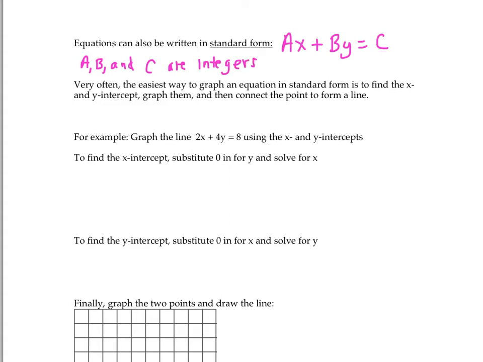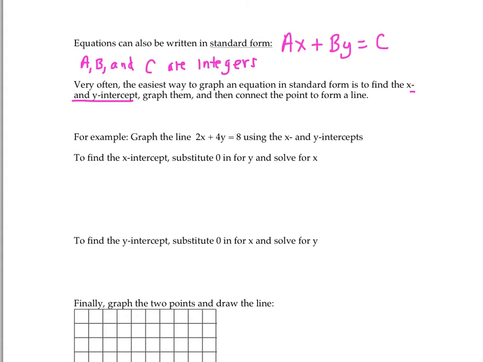So sometimes I feel like this is kind of a more formal way to write the equation of a line. The easiest way, very often, to graph lines that are written in this form, in standard form, is to use what is called an x-intercept and a y-intercept. Because we know that in order to draw a line, we only need 2 points on the line. So the x-intercept is 1 point, the y-intercept is another point.